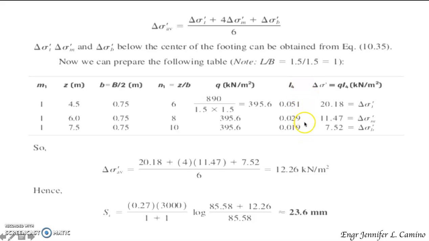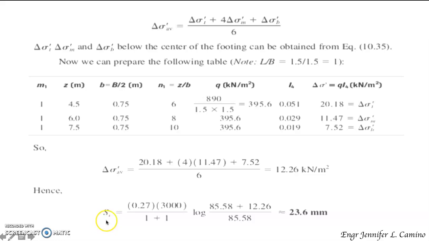Once we have the value for our I, we can identify the increase in the vertical stress, which is equal to q times I sub 4. You simply multiply this times this, which gives us this specific value. Once you have this, you can get the average increase in the vertical stress. You simply substitute: this is on top, this is in the middle, this is at the bottom. Divide by 6, and that gives us 12.26 kilonewton per meter squared.